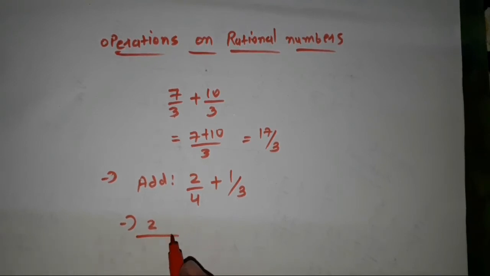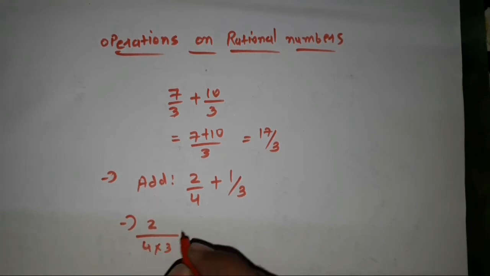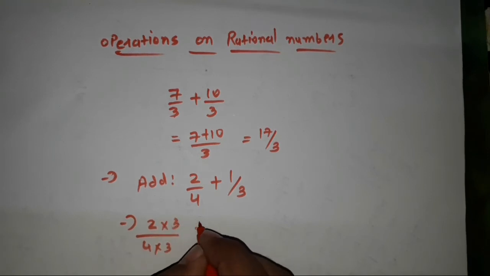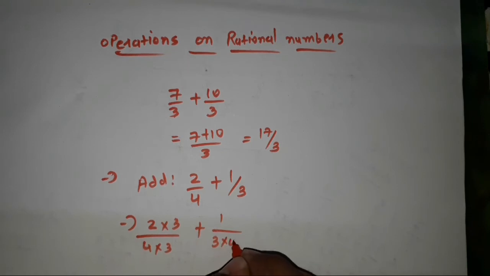How will we get 12 in the table of 4? By multiplying by 3. So if I am multiplying the denominator by 3, I also have to multiply the numerator by 3. Similarly here I will multiply this 3 by 4 and this 1 by 4. So from there I will get 2 3s are 6 upon 12 plus 1 4s are 4 upon 12. Now here we got the same denominator.